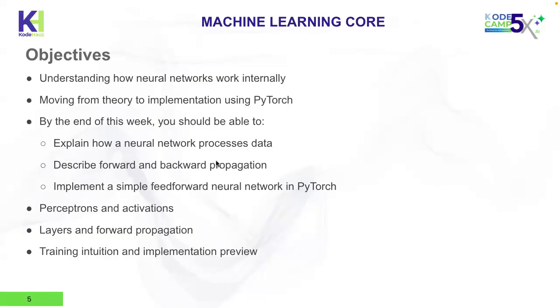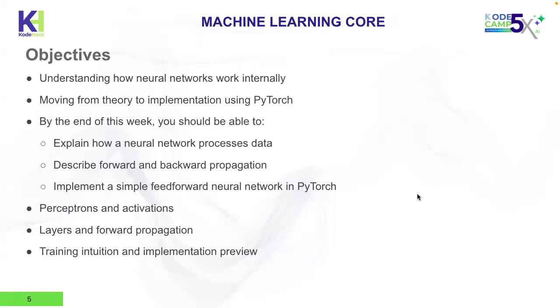By the end of this week, you should be able to explain how a neural network is able to do what it does, process data. You should be able to understand forward propagation and backward propagation, and then implement a simple feed-forward neural network in PyTorch. Then today we are going to talk about a bunch of things. So we'll start with talking about a perceptron, a neuron, layers, and then forward propagation. And we'll also talk a bit about the backward propagation, and then the intuition around training a neural network.